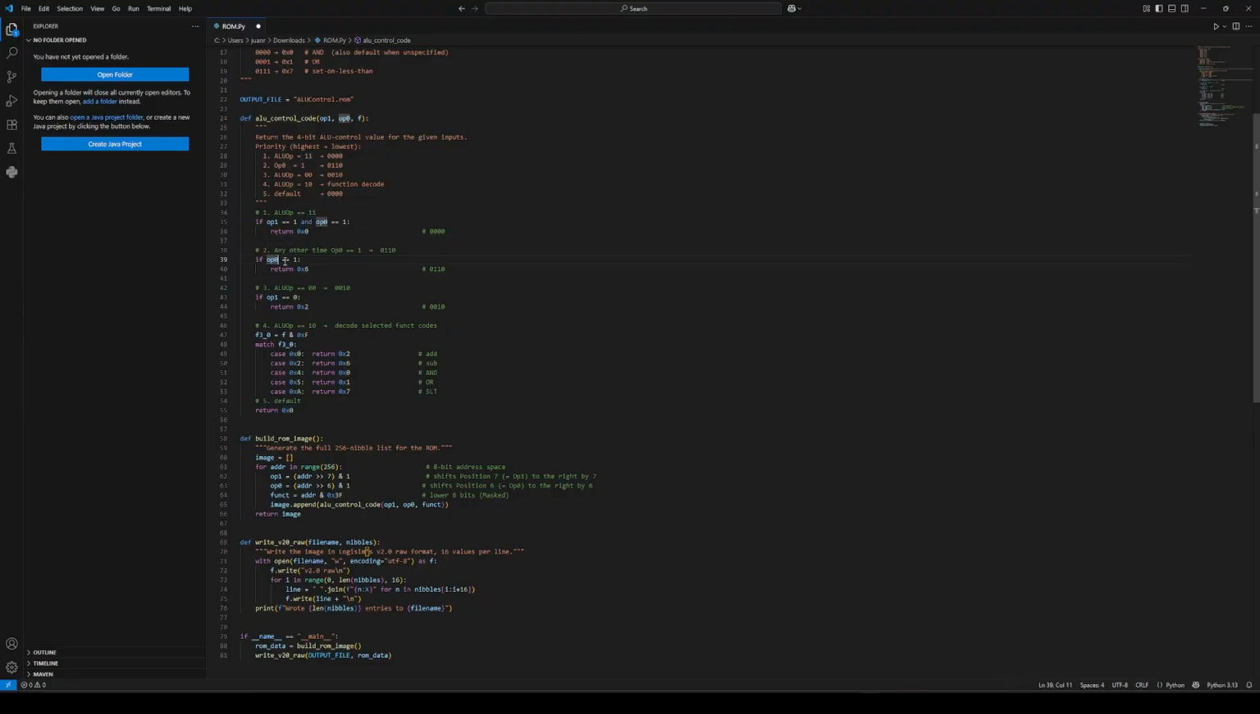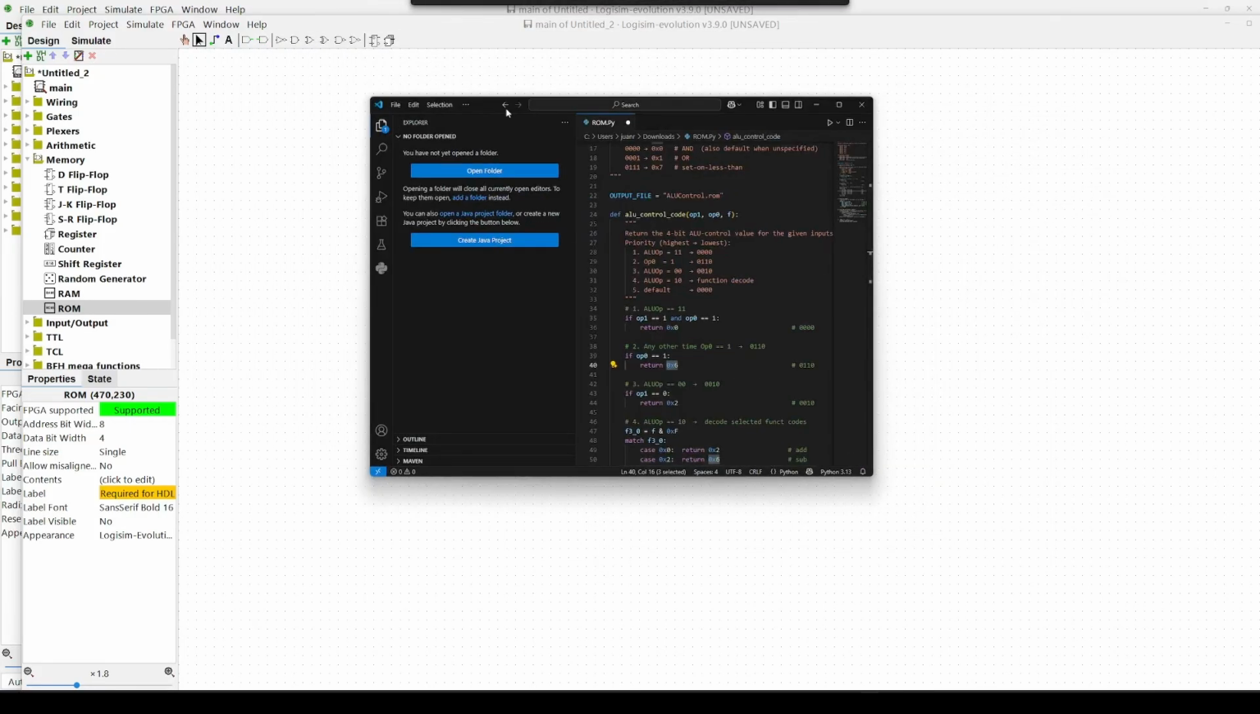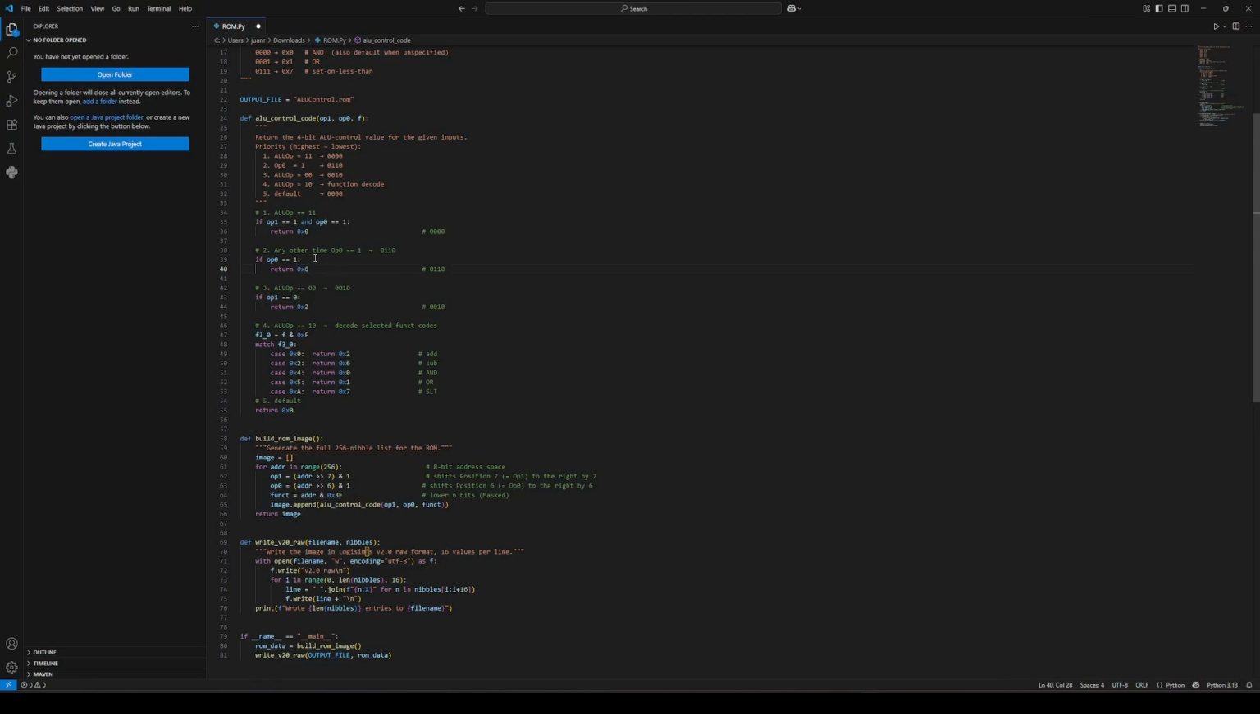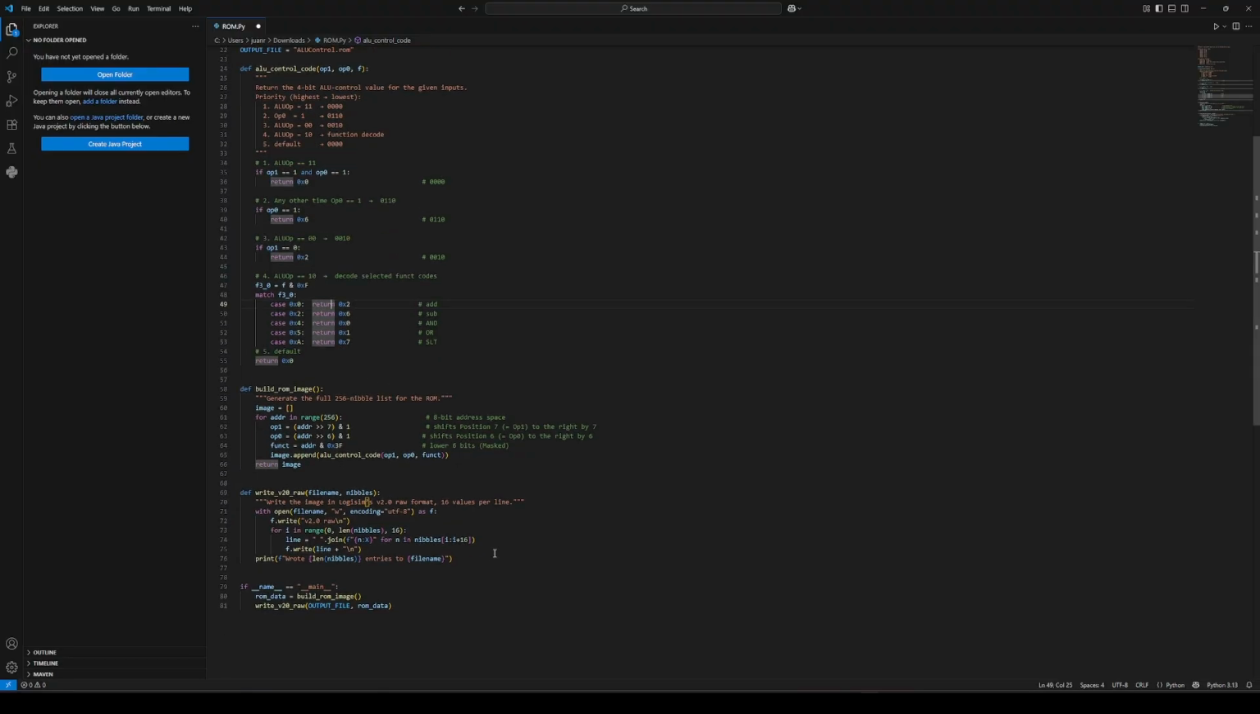If OP0 is 1, then I want a 6, because this is the same as 0110. If I have a 00, then that's either a load word or store word instruction, so I want an addition. And then we have the R-type instructions. So if the function is all 0, then I want an addition. If I have a 2, then I have a subtraction. If I have a 4, I have an AND. And then they output that information here, and then it will output that into the file.